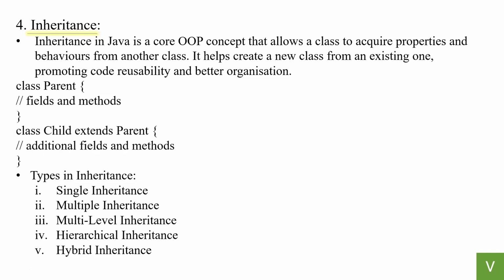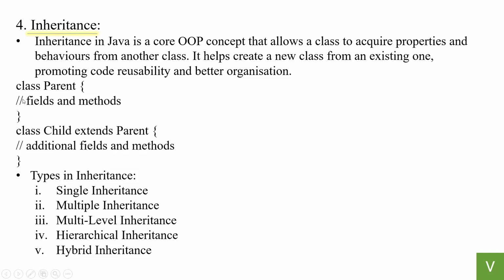Inheritance in Java is a core object-oriented programming concept that allows a class to acquire properties and behaviors from another class. It helps in creating a new class from an existing one. So let us understand clearly. Inheritance is the process of deriving a child class from its parent class.